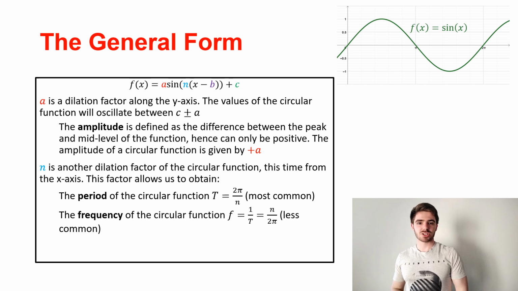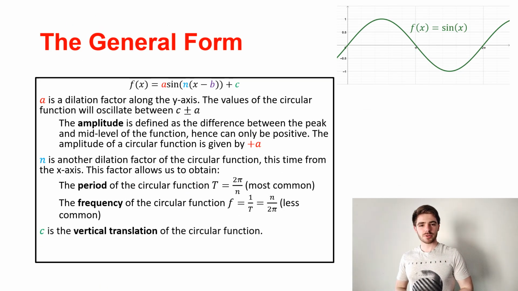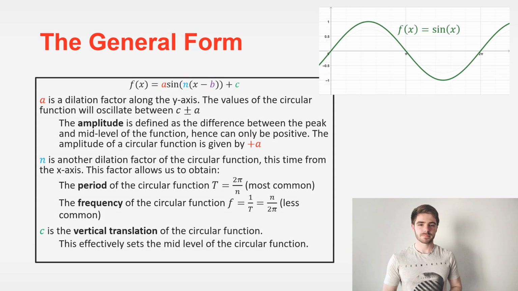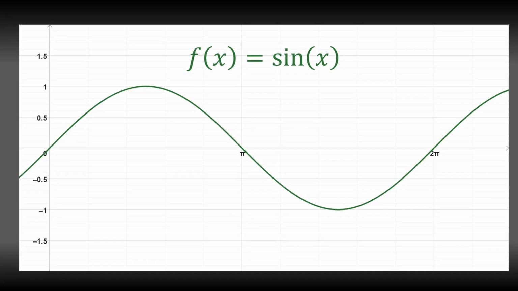The frequency is just the reciprocal of the period. That just means 1 divided by the period. The c term is the vertical translation of a circular function. You can think of this like setting the mid-level of the circular function. For example, our graph of sin x has a vertical translation of 0. This is because the c term is absent.